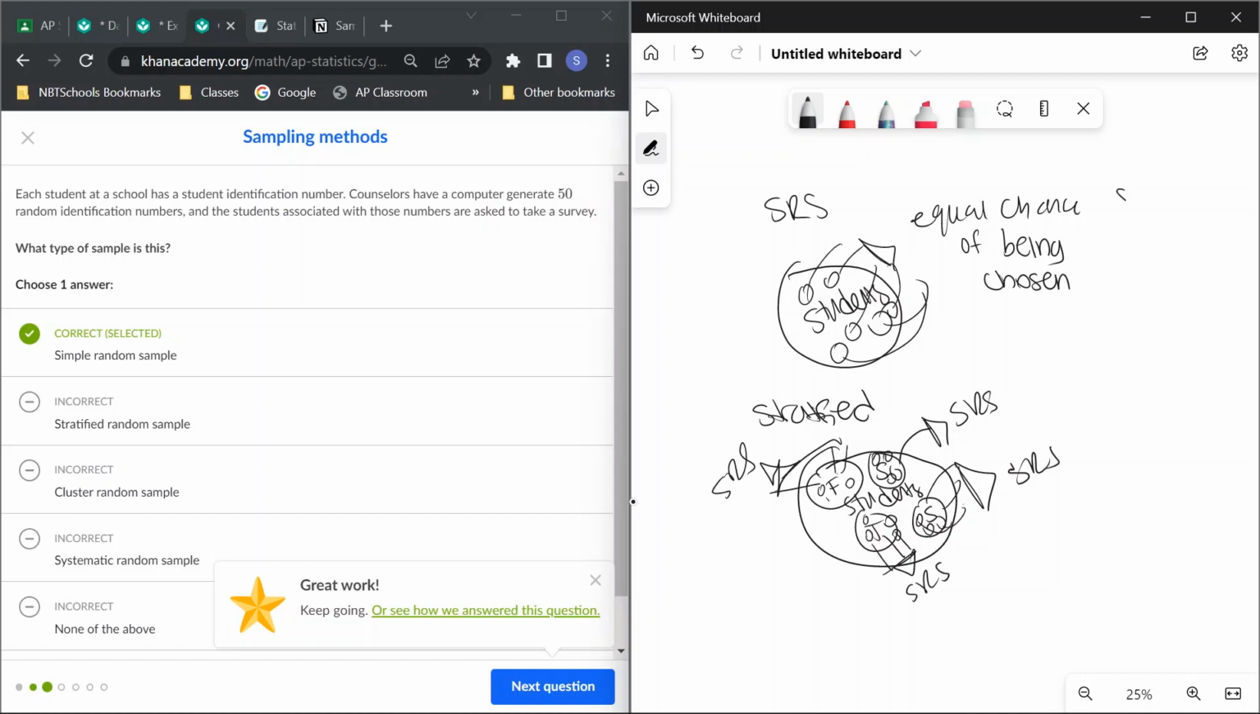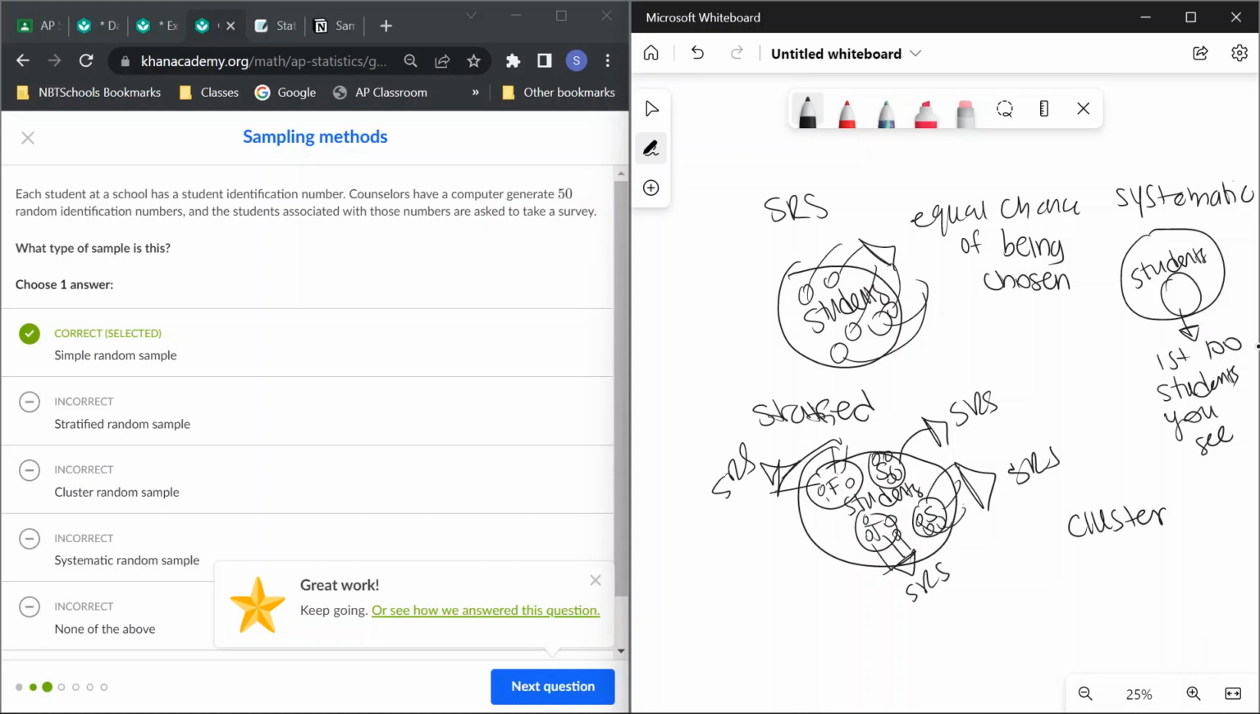Okay, and then systematic is if you were just to take the students and just take the first 100 students you see. Okay, and then cluster, I don't even know, for real. So stratified, that's horrifying. This is the messiest thing I've ever done in life.